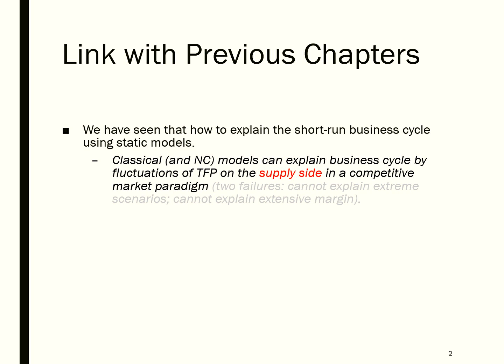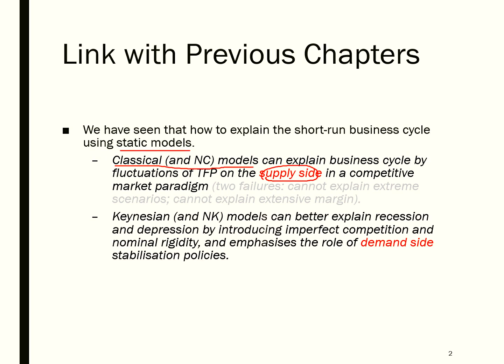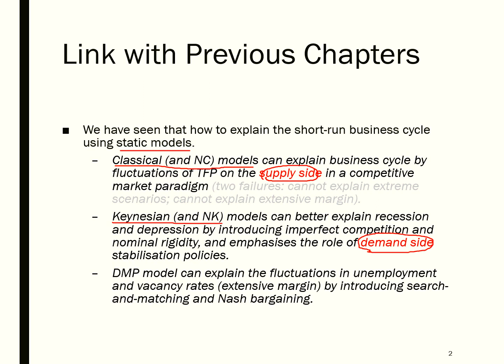To resolve the first limitation, Keynesian and the new Keynesian models introduce imperfect competition and nominal rigidity and emphasize the role of the demand-side factors to explain business cycles. This part will be detailed in the next part of the module. To resolve the second limitation, the DMP model introduces search and matching friction and Nash bargaining to explain the business cycles of the extensive margin in the labor market.